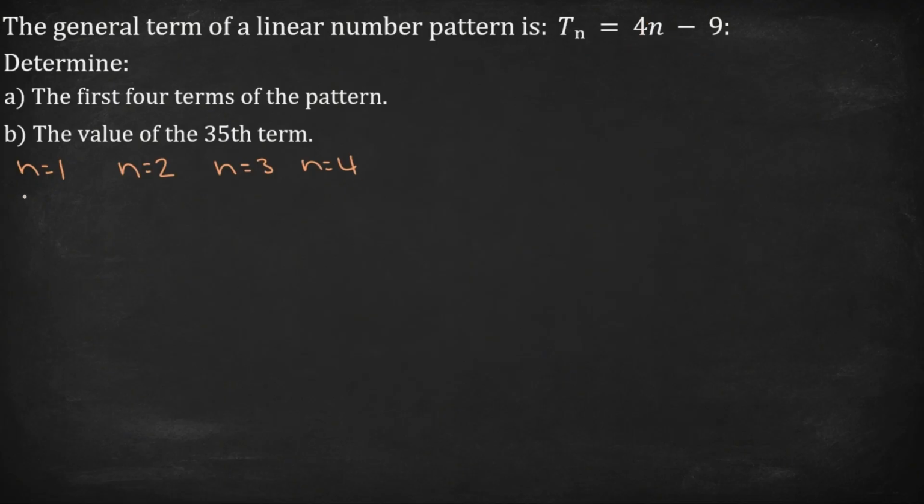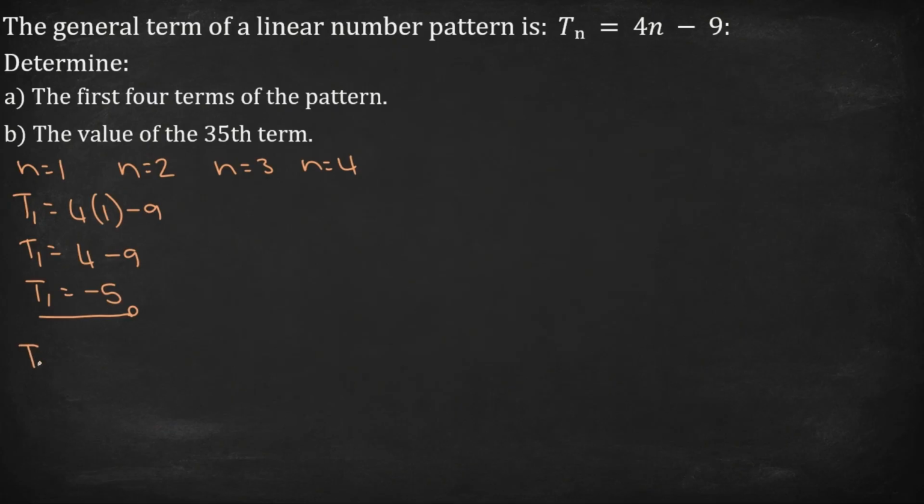Okay, so I'm going to write T1 equals 4 multiplied by 1 minus 9. So T1 equals, now 4 times 1 is 4, minus 9. So the value for term 1 is 4 minus 9, which is negative 5. Term 1 is done. Now let's do term 2.